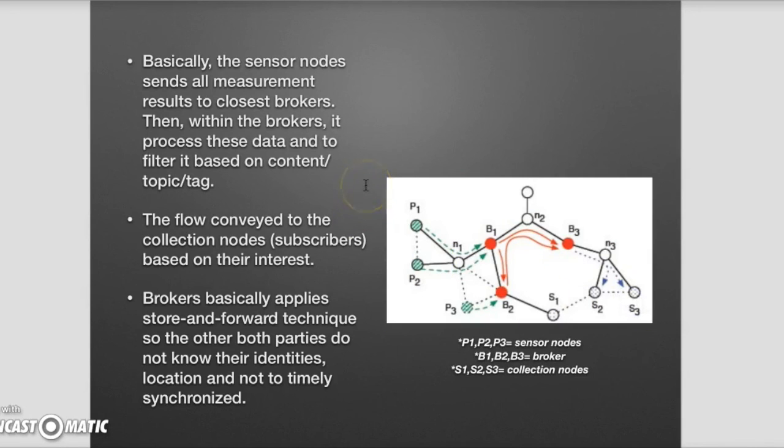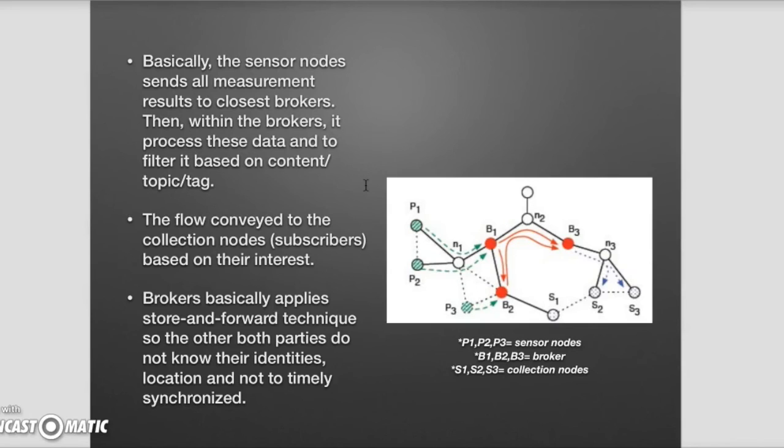So basically, the sensor nodes receive all measurements, maybe temperature or humidity of the weather, and send them to the closest broker. What this broker does is process the data and filter based on the content. For example, temperature exceeding maybe 35 degrees Celsius goes into one category and all this kind of thing. So the flow is conveyed to the collection nodes based on their interests.